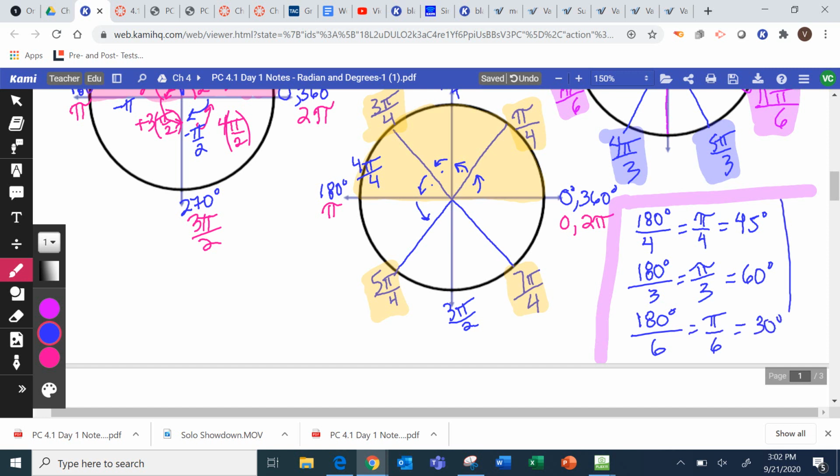And these 3 angles are very important when we start talking about right triangles, which is what we're about to start talking about. When we start talking about right triangles, 45, 60, and 30 degrees are very important. They're very special. And if you do not remember from a previous course why they are so special, you will be finding out very soon.